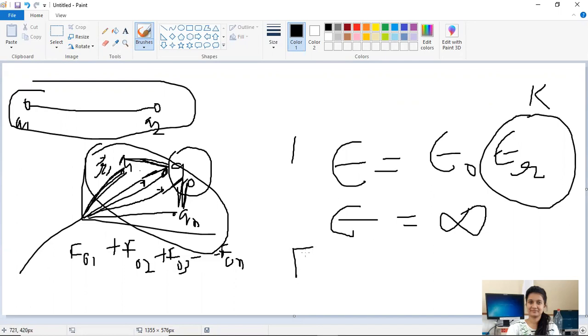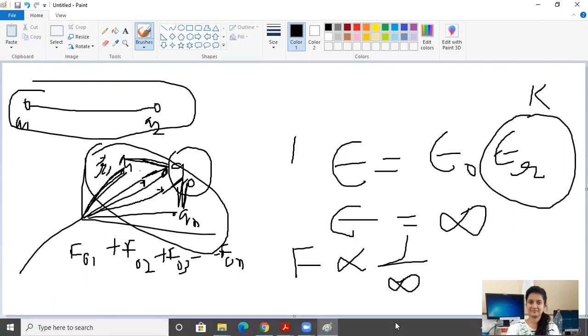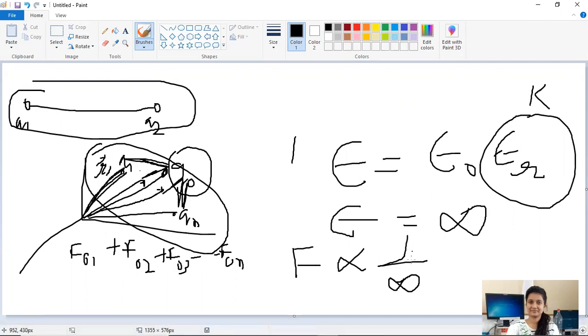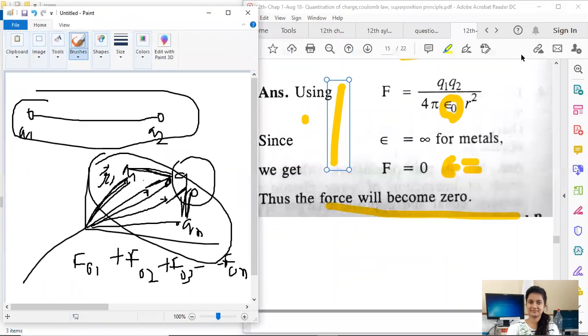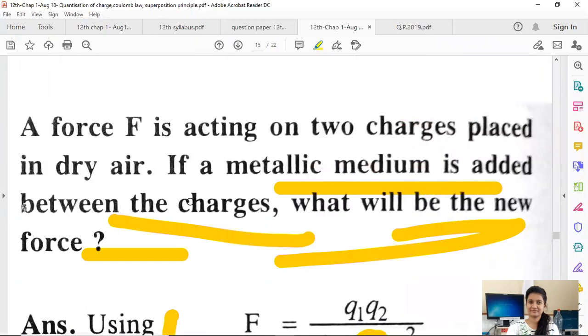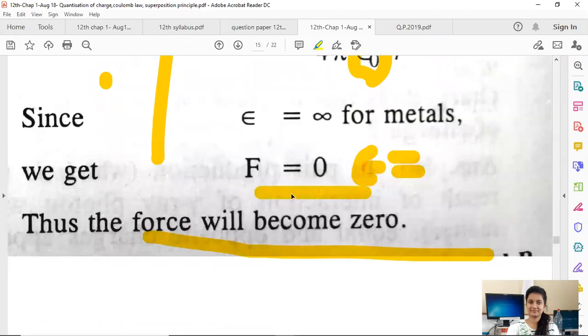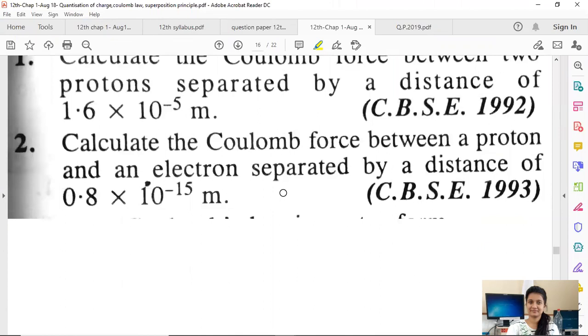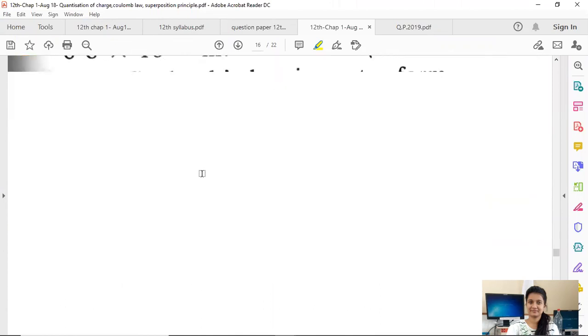According to Coulomb's force expression, there is 1 by 4 pi epsilon naught q1 q2 by r square, means epsilon will be in denominator and epsilon for metals is infinity. So 1 by infinity is 0. So F will be 0 if a metallic medium is added between these charges. What will be the new force? The new force will become 0. This is again for practice questions.